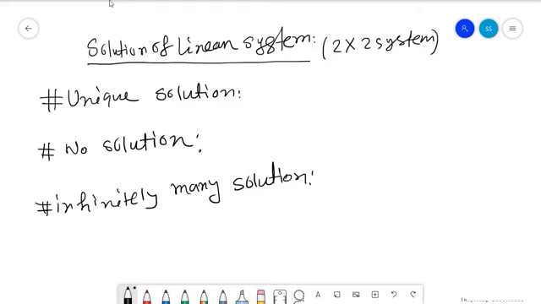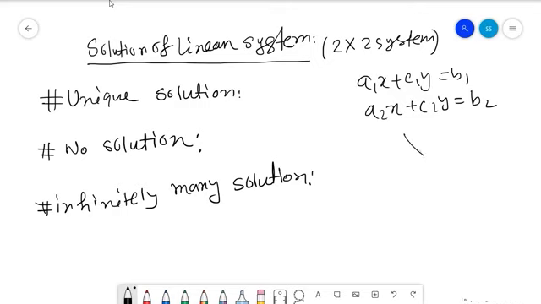So we are considering a two-variable system. Let our system be a1x plus c1y equals b1, and a2x plus c2y equals b2. So we ask when it is possible that this system will have a unique solution. That is, if you have two straight lines, they will intersect at a single point. This is our unique solution, and from this point we will get the x and y coordinates.